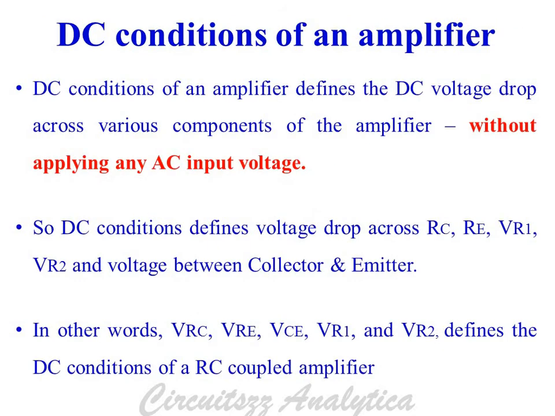Now let us discuss the DC conditions of an amplifier. DC conditions of an amplifier define the DC voltage drop across various components of the amplifier without applying any AC input voltage. So DC conditions define voltage drop across collector resistance Rc, emitter resistance Re, voltage drop across resistors R1 and R2, and voltage drop between transistor's collector and emitter regions. In other words, VRC, VRE, VCE, VR1 and VR2 define the DC conditions of an RC coupled amplifier.